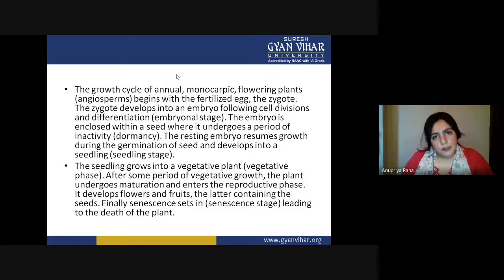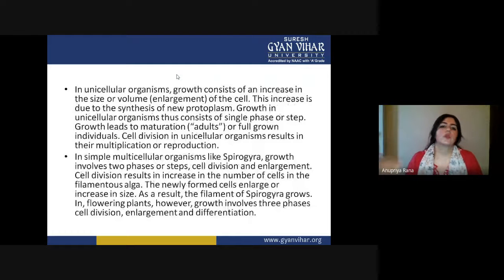It develops fruit and flower in the reproductive phase, the latter containing seeds, and that continues till seed production. Finally, senescence sets in, leading to the death of the plant. After doing all the things necessary, the plant has to die. This is the destiny of the plant, and it has to go through all these processes.